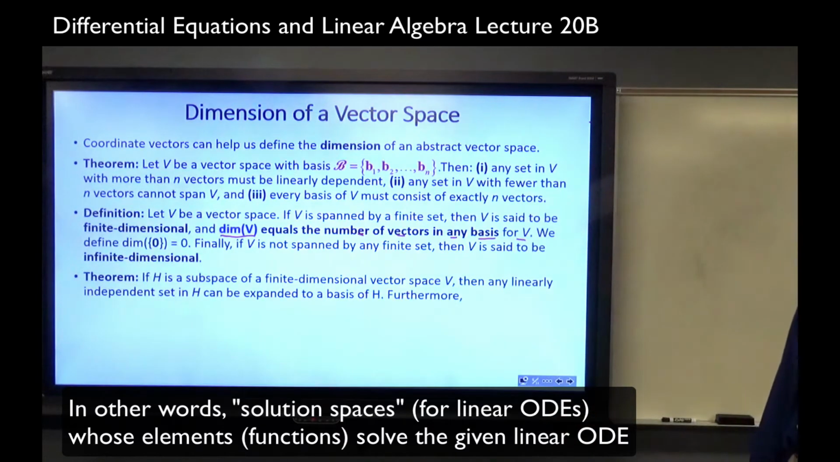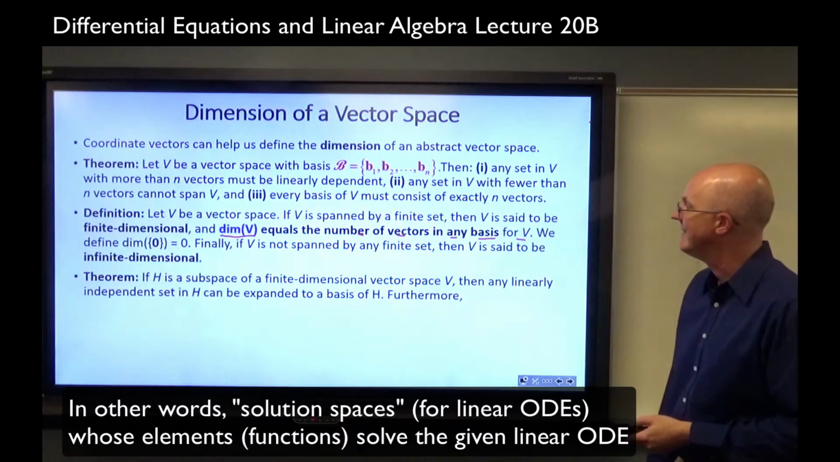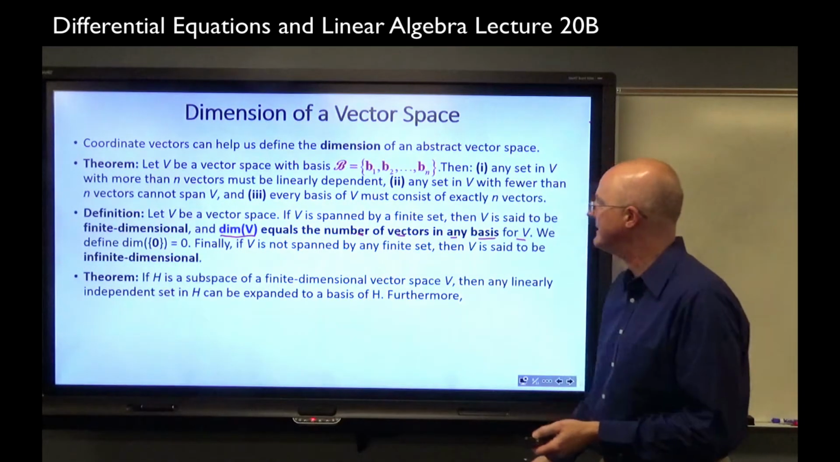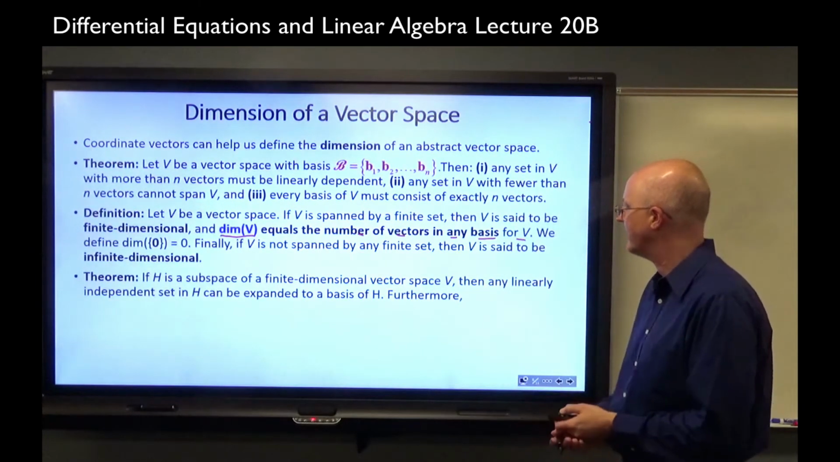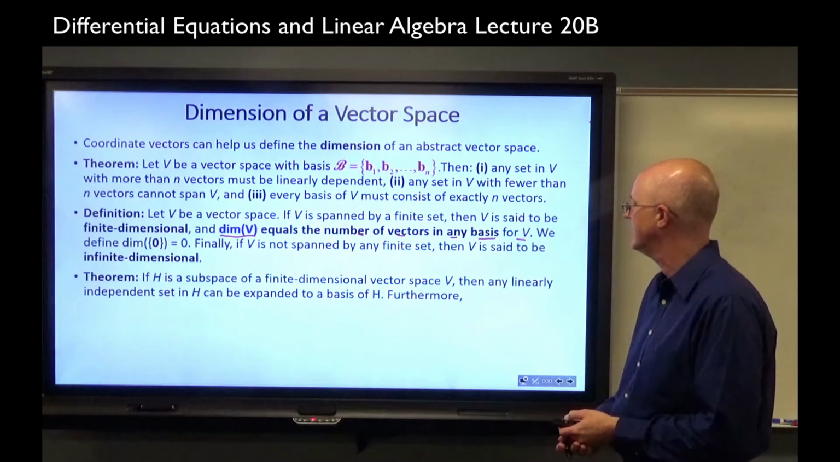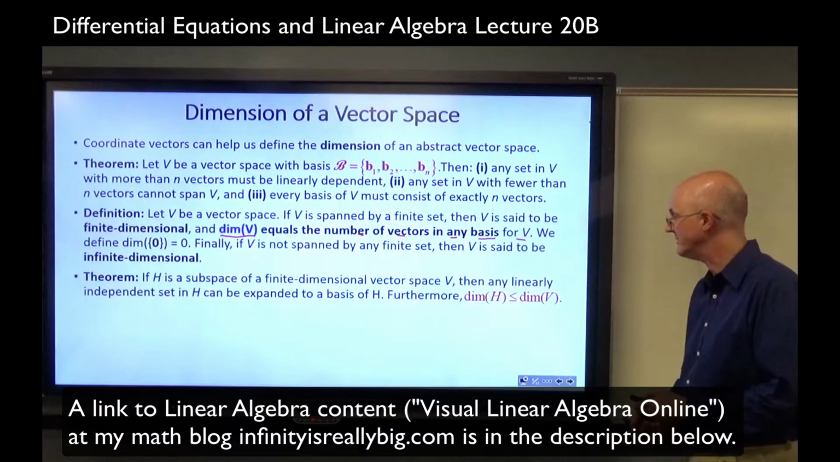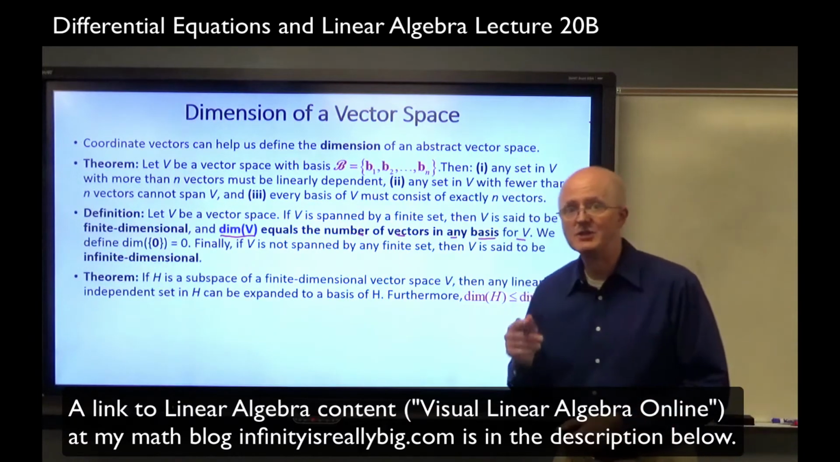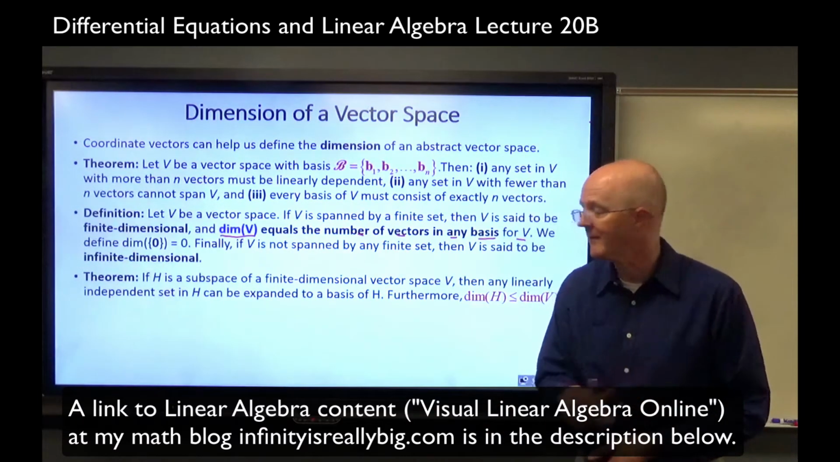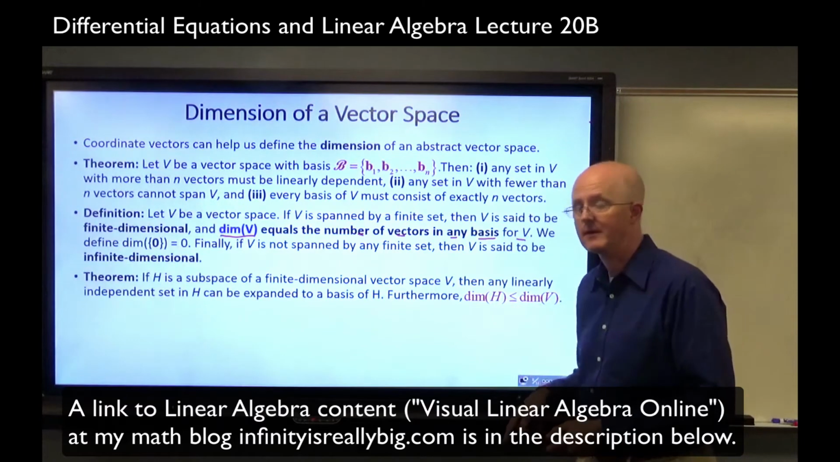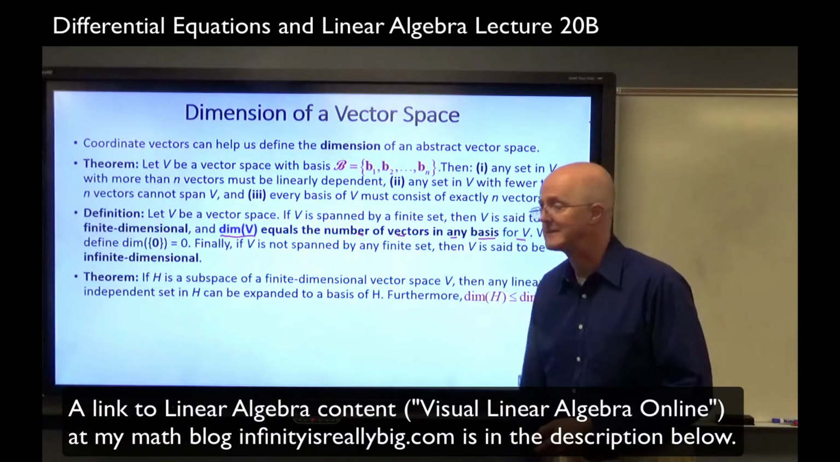Here's the theorem. Let H be a subspace of a finite dimensional vector space. Then any linearly independent set in H can be expanded to a basis of H, that subspace. And furthermore, this makes sense, the dimension of H must be less than or equal to the dimension of V. And in fact, you could say if H is a subspace that doesn't equal V, you can put a strict inequality there. The dimension of H would be strictly less than the dimension of V.